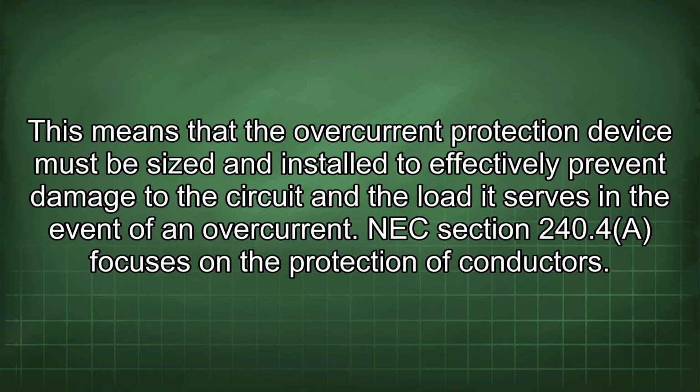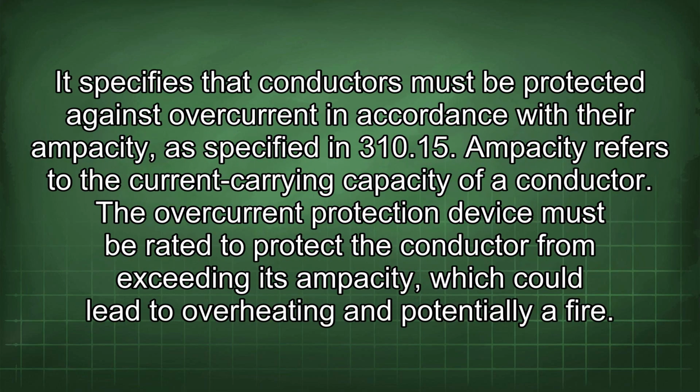NEC Section 240.4 focuses on the protection of conductors. It specifies that conductors must be protected against overcurrent in accordance with their ampacity, as specified in 310.15. Ampacity refers to the current carrying capacity of a conductor. The overcurrent protection device must be rated to protect the conductor from exceeding its ampacity, which could lead to overheating and potentially a fire.